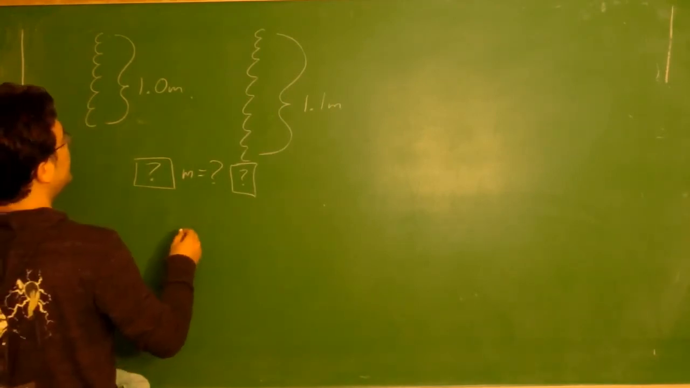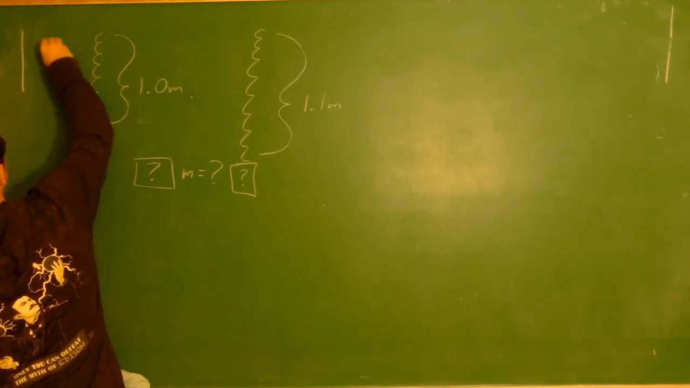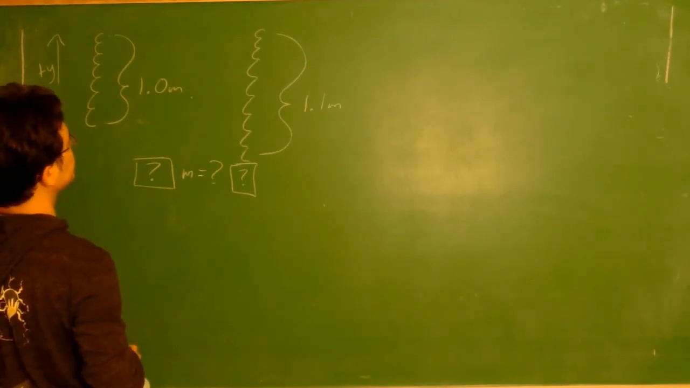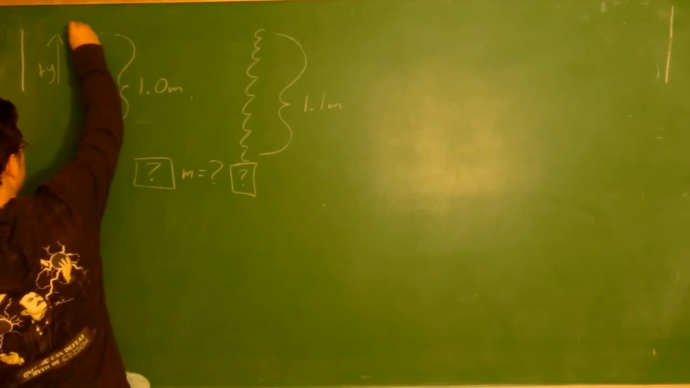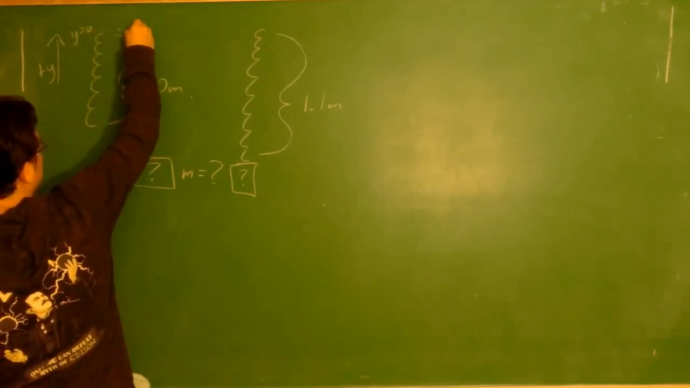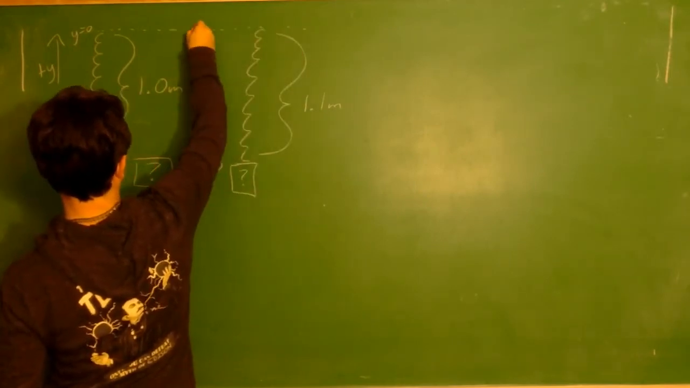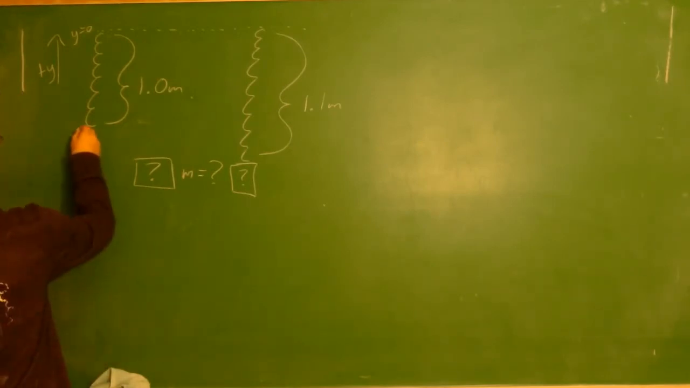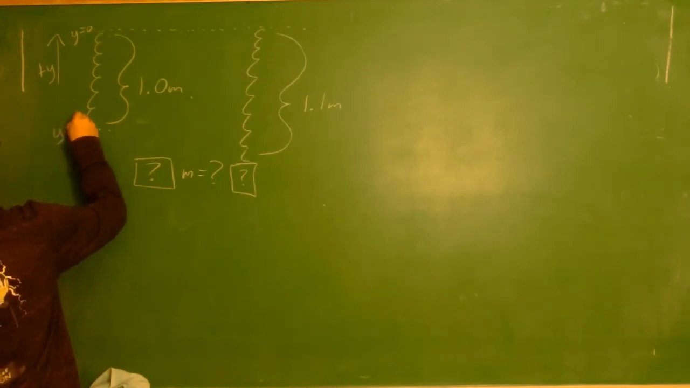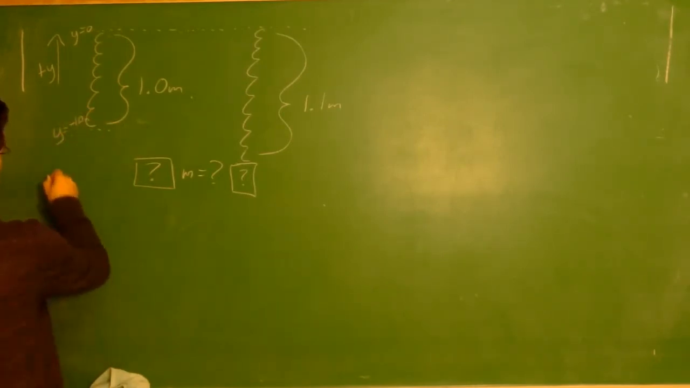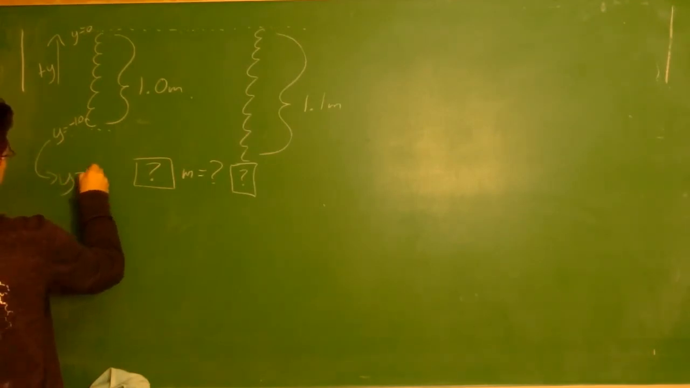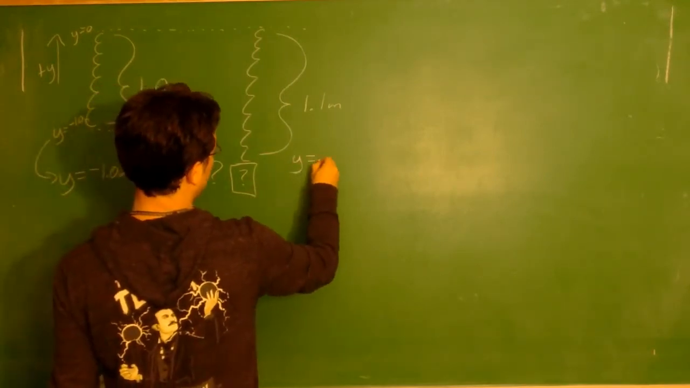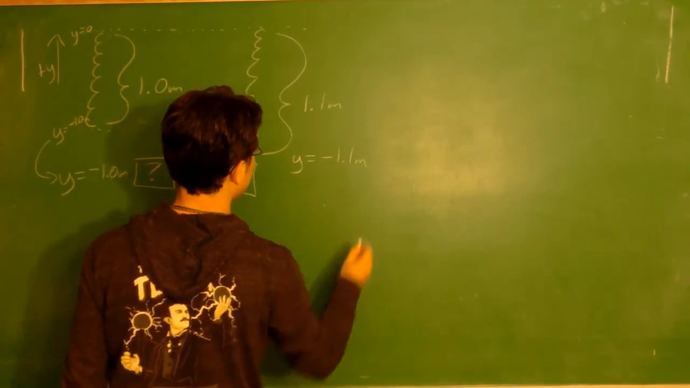So, what I'm going to do is declare a coordinate system. I'm going to say up is my plus y, just to be different, because we never see that. And I'm going to say y equals 0 is right up here at the top of the spring, so that I can keep track of my locations pretty well. So down here, this is y equal to negative 1.0 meters. Let me write that a bit bigger. y equals negative 1.0 meters. And then over here we've got y equals negative 1.1 meters. Okay?